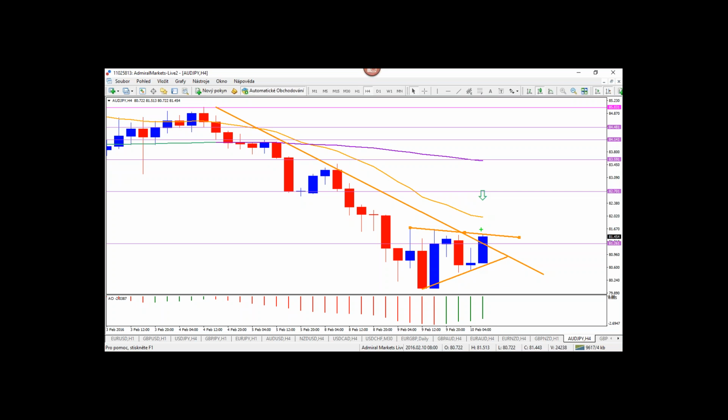A more cautionary way of approaching this could be to wait for this 4-hour candle and to see if it turns out something like this with a close near the high. If it's a bullish candle like that, able to break above this resistance, 81.60-ish, with a close near the high, I think that could be a signal that we are going to go higher.